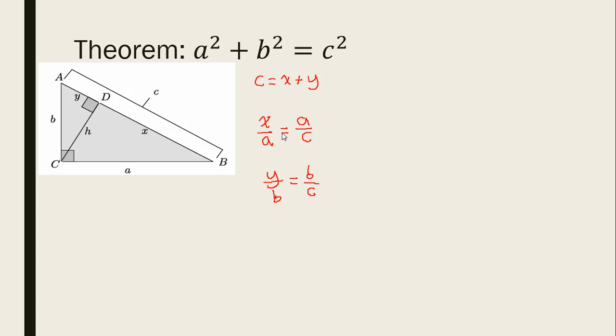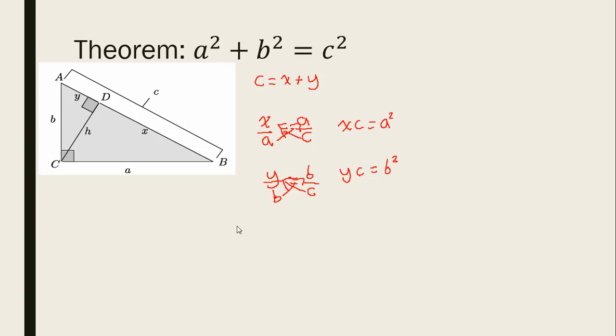So now I'm simply just going to cross multiply. So when I cross multiply, my c goes to the top on this side, and my a goes to the top on this side. So I get xc is equal to a squared. Then down here I'm going to do the same thing with the cross multiply, so I'm going to bring the c up to the top over here and the b up to the top over here, and I get yc is equal to b squared. Now we're starting to see some familiar things from what we want to prove in the theorem. We have a squared plus b squared is equal to c squared.